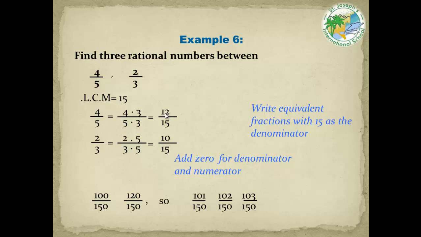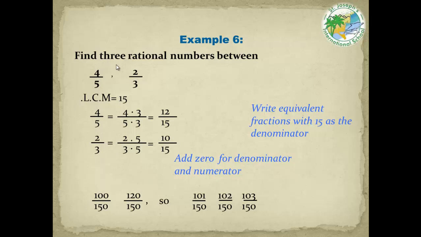Another fraction, the same. If we write the smallest fraction, then the greatest fraction, we write 0 in both the numerator and denominator: 100 over 150, 120 over 150. Okay, now we can write any three rational numbers between them. Any three rational numbers, for example 101 over 150, 102 over 150, 103 over 150. Okay, someone maybe writes 110, 111, 112, the same.